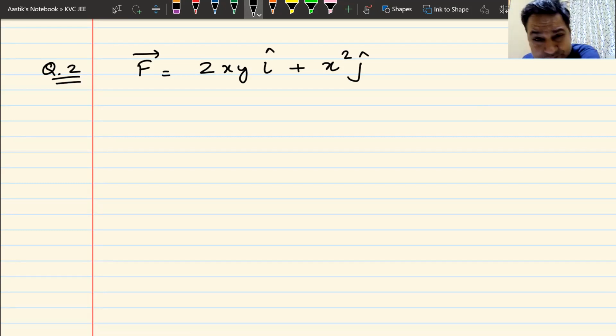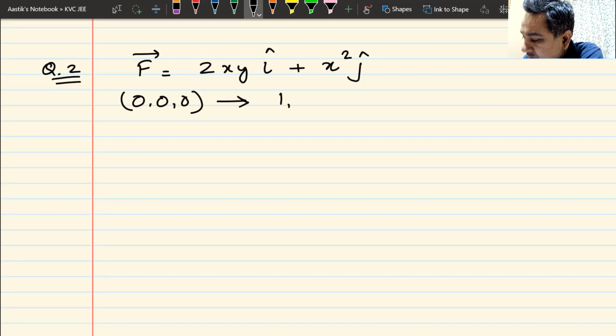A force varies like this: 2 times xy i plus x square j. And I have to find out the work done by this force from the point origin to the next point, which is 1, comma 2, comma 3. I don't have to write 3 because this is a two-dimensional force. From origin till the point 1, 2, what is the work done by this force?